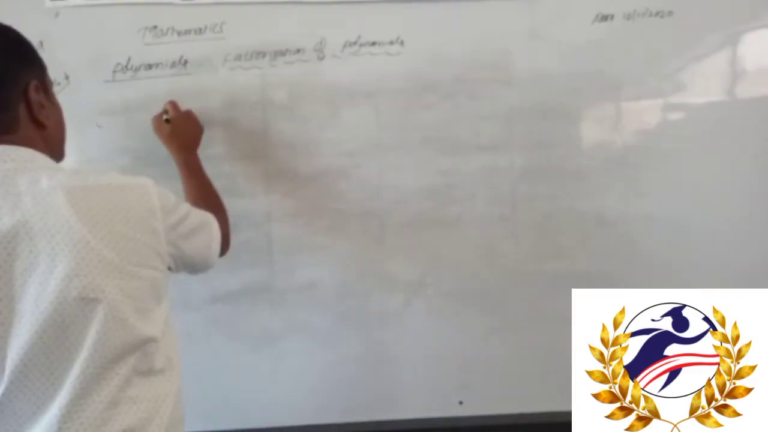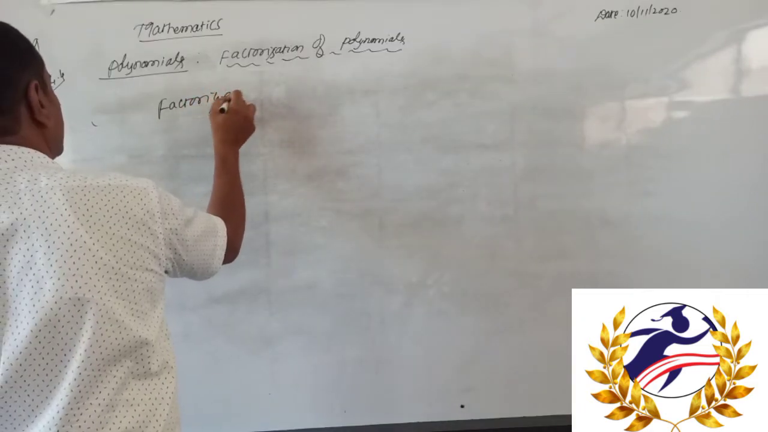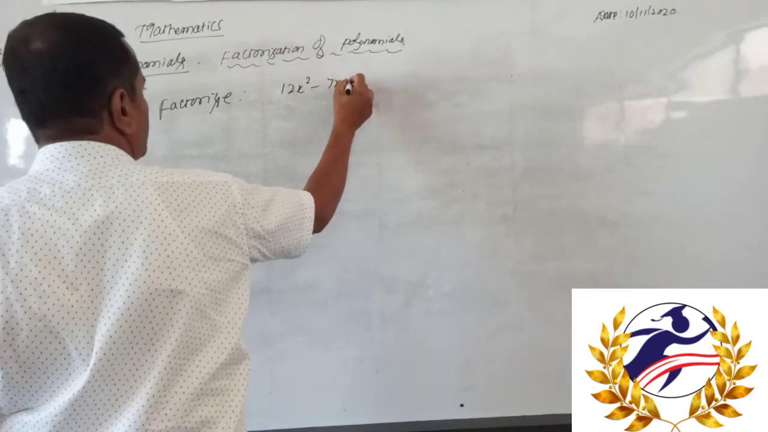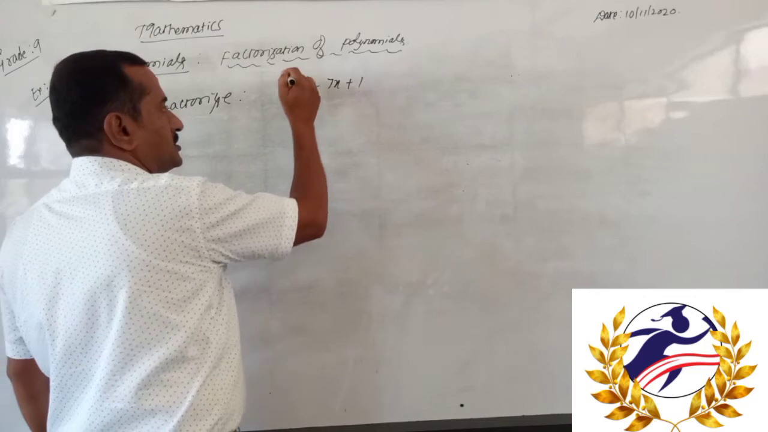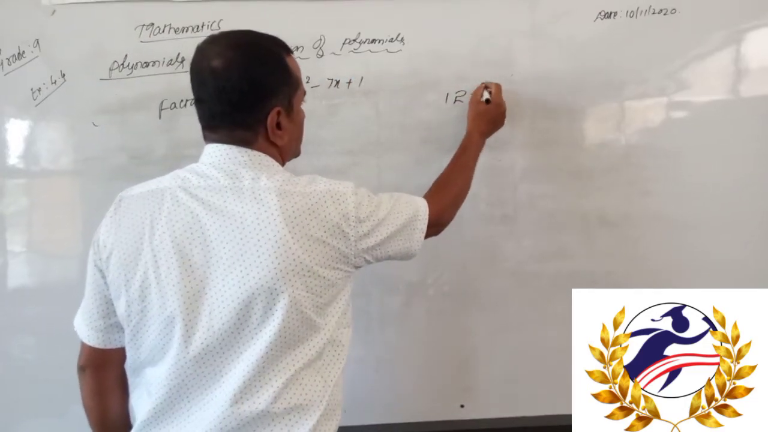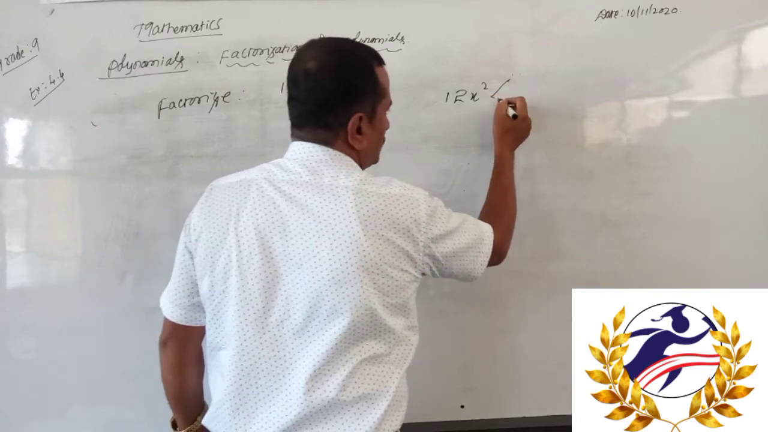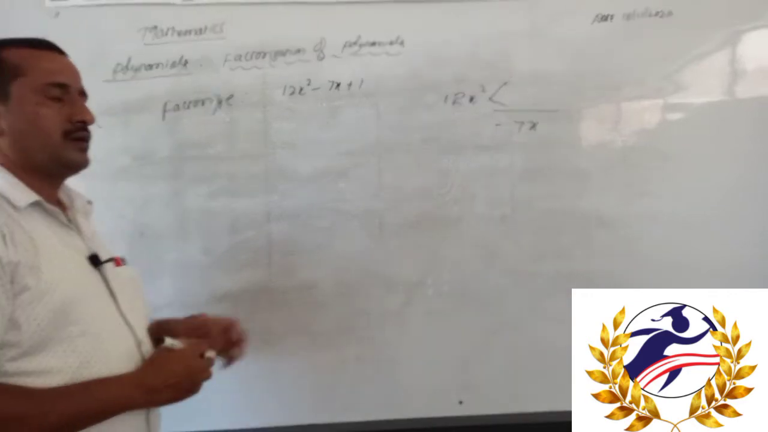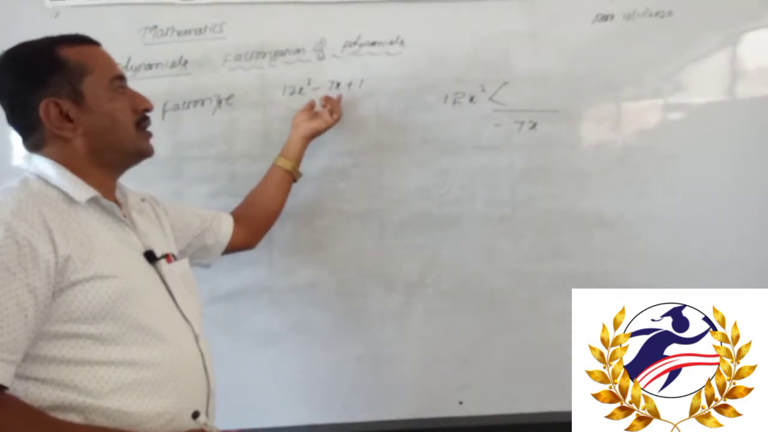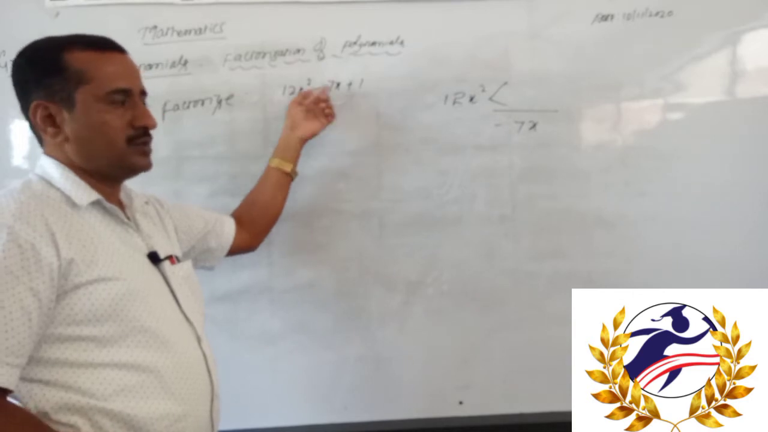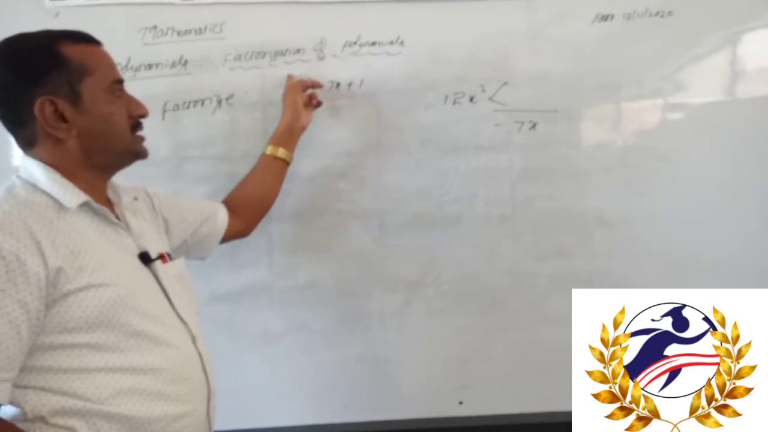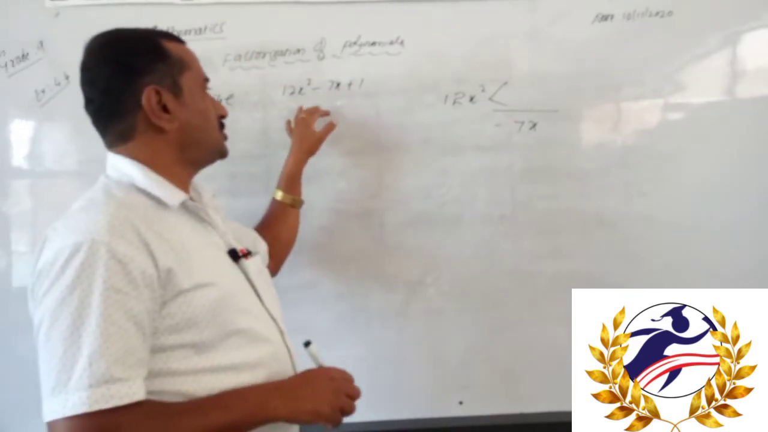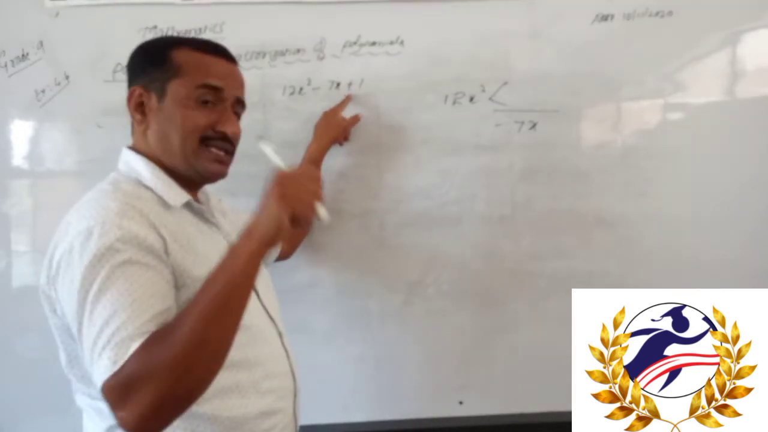What is factorize? 12x square minus 7x plus 1. Here, the first number and last number by multiplying you should get 12x square. By adding the same two numbers, you have to get minus 7x. You have to get this by adding or subtracting any two numbers. By multiplying you have to get this. Now 12x square into 1 is 12x square by multiplying. By adding the same two terms, when you have plus you add, when you have minus you subtract.